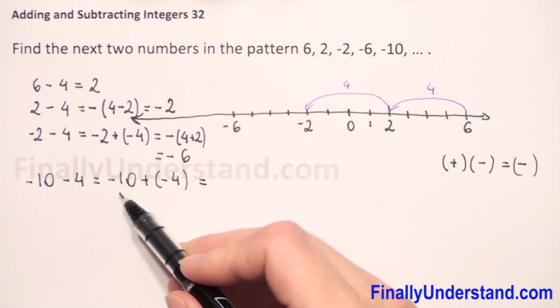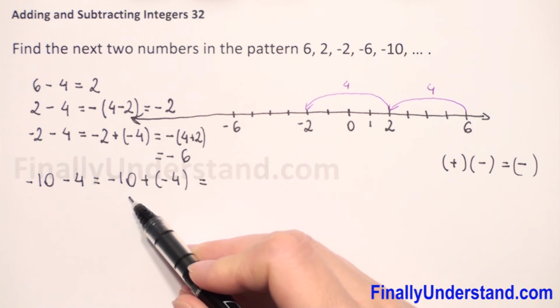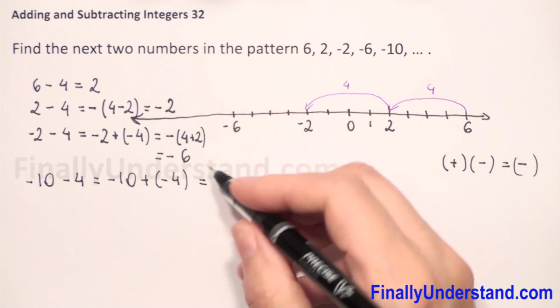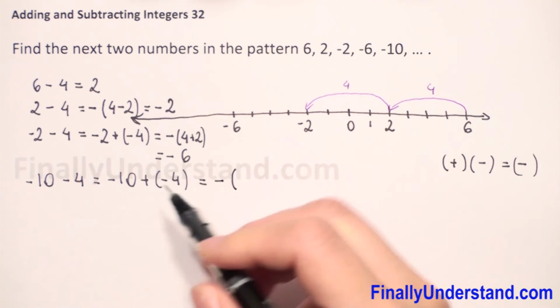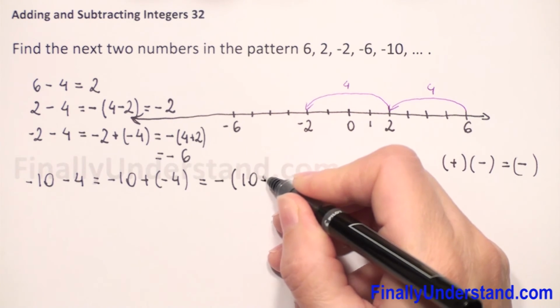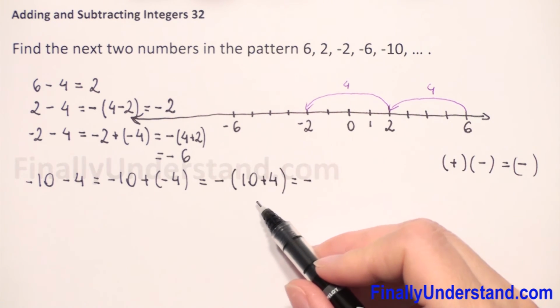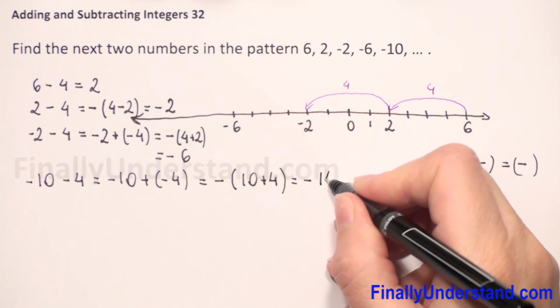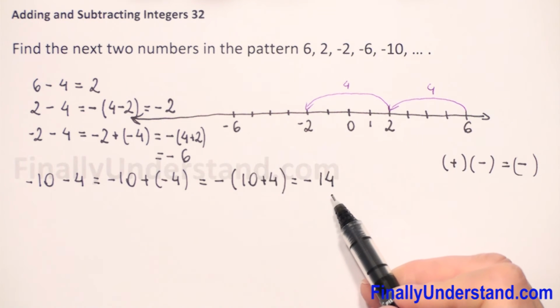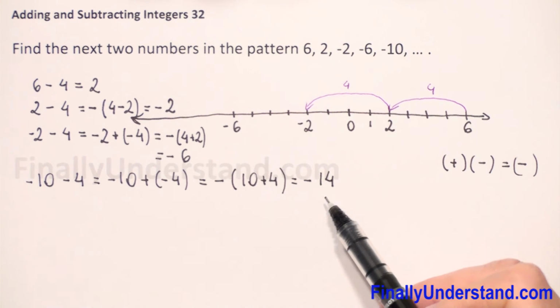So now when we have addition of two negative numbers, how do we do this? We just keep this negative sign and add two numbers, 10, which we have, and 4. So we rewrite the negative sign. 10 plus 4 is 14. So we got the first number of our pattern, negative 14.